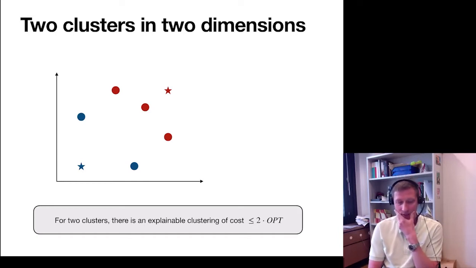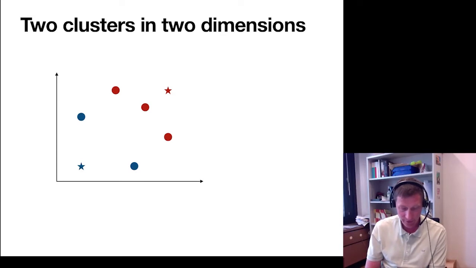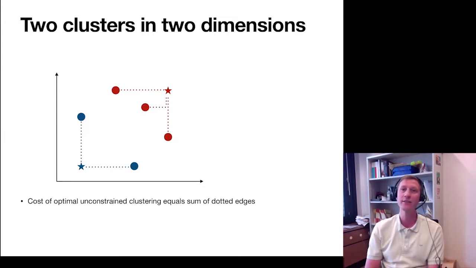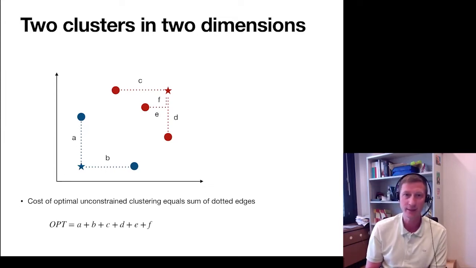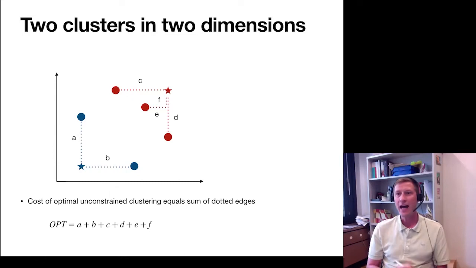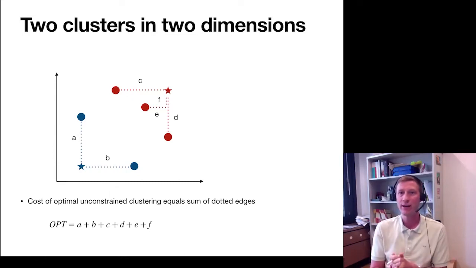And how am I going to do it? Well, we're going to see. So let's try to prove that. Remember, the cost of an optimal unconstrained clustering, the reference clustering we were given, is just the sum of dotted edges. So opt was equal to a plus b plus c plus d plus e plus f.